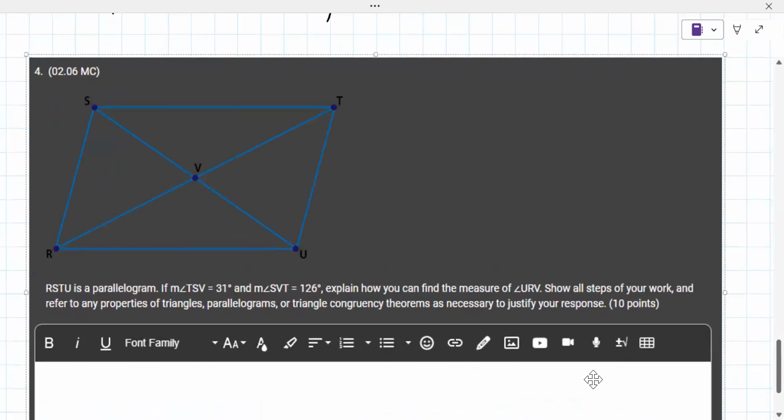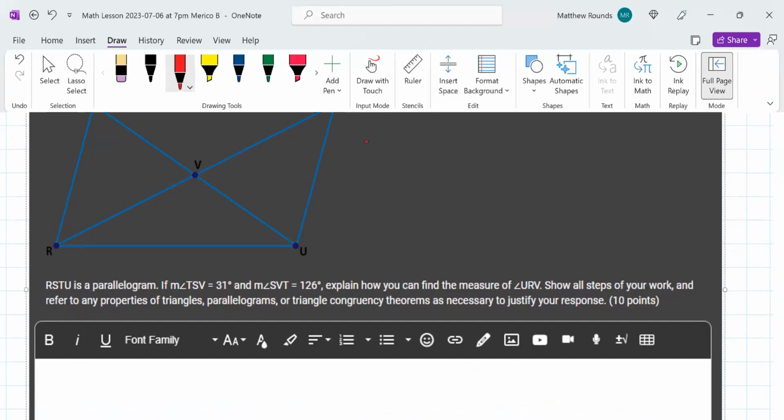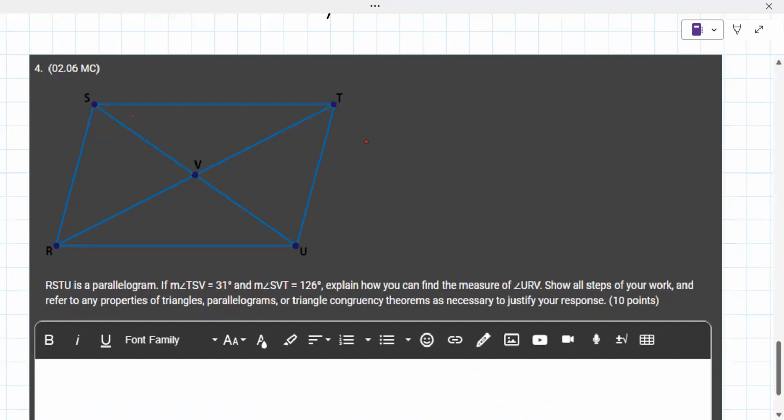All right, so we got the measure of angle TSV, T to S to V, that's this one, is 31 degrees. Measure of angle SVP is 126 degrees. Now you can find the measure of angle URV, so this one down here.